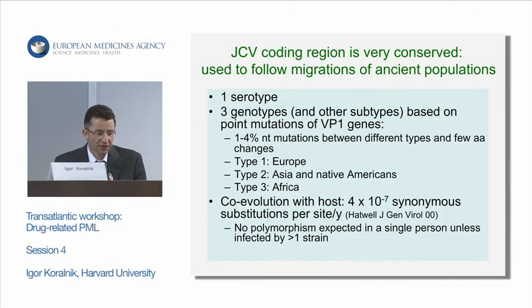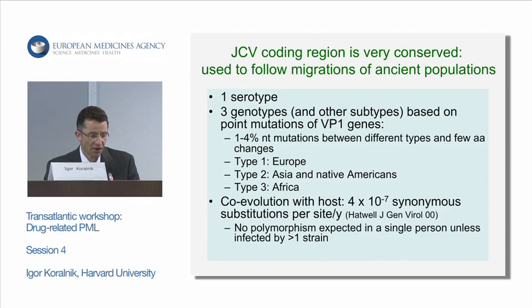Now, we discussed already that the JC virus coding region is extremely conserved, and actually it's been used by epidemiologists to follow the migration of ancient populations, which is very interesting. Globally, you have to remember one thing, is that there is one serotype of the virus and 3 major genotypes with other subtypes, which are based on point mutations of the VP1 gene. And between the different types, you have between 1 and 4% of nucleotide mutation that lead to a change of a few amino acids. And genotypes have been associated with the geographic origin of the patients.